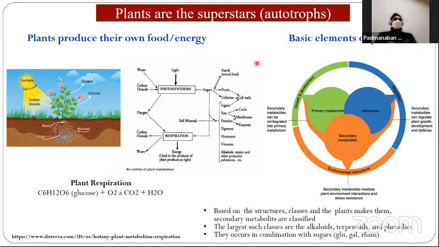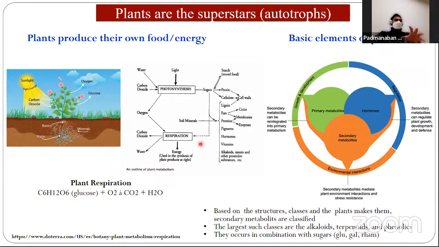I call plants superstars because they are autotrophs. They can do their own photosynthesis. They can protect themselves against all the biotic and abiotic stresses. In the classical mechanism, they perceive the sunlight, and then they convert that into a carbon source in the leaf, and they release oxygen for us to breathe.